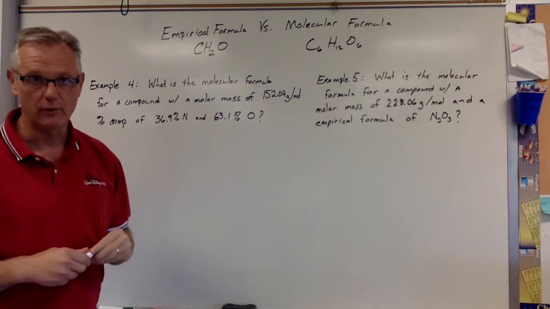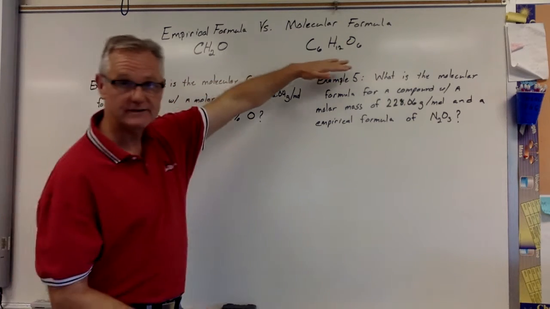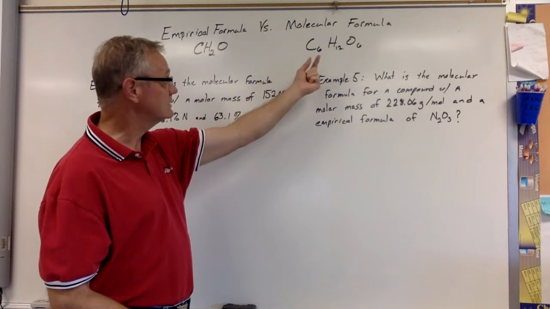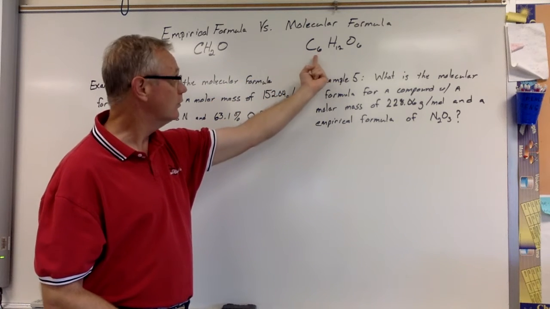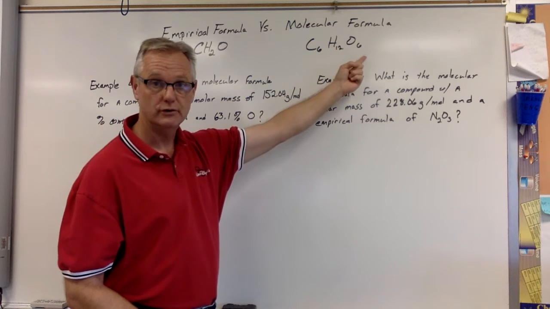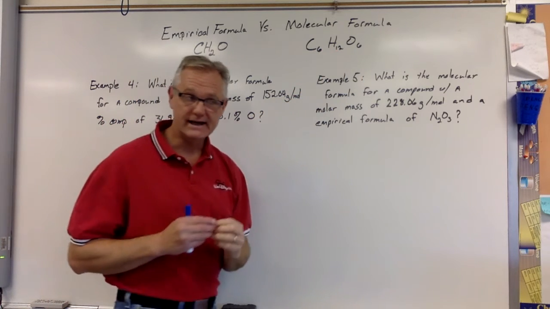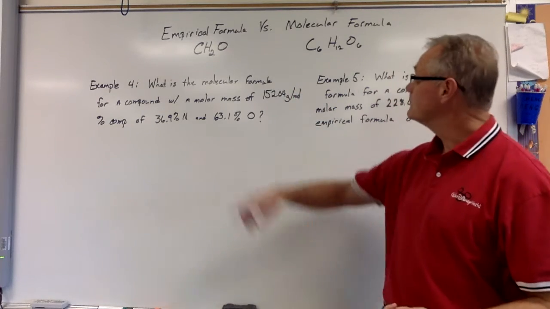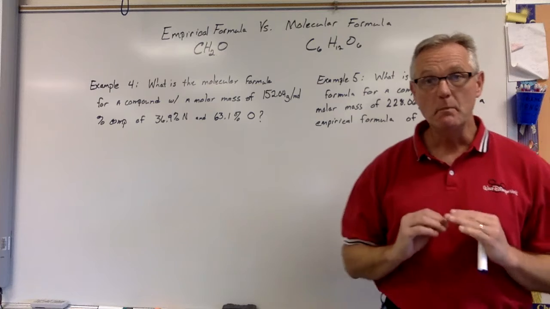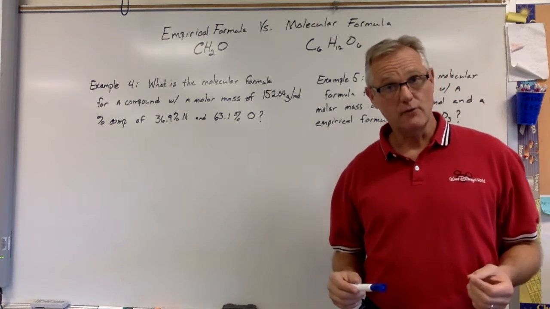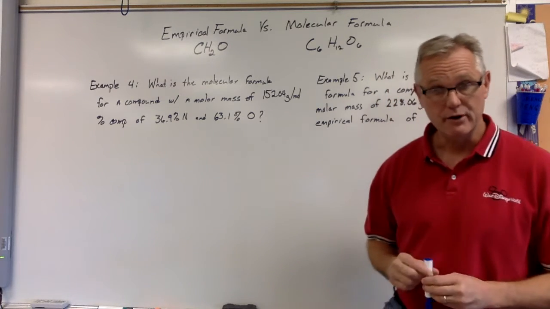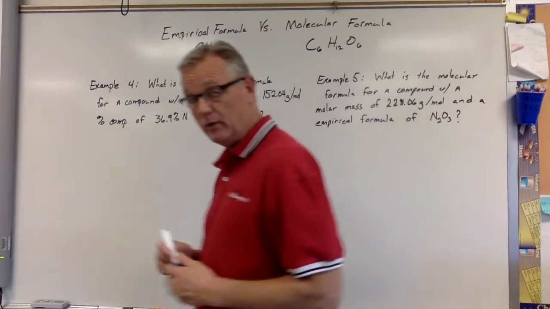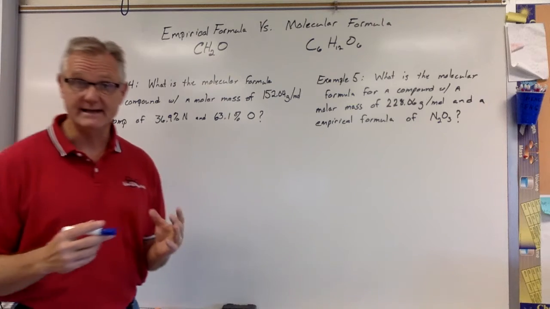That's an empirical formula. Whereas if I look at this one, you see how I have a 6 to 12 to 6 ratio. Well, that's going to reduce down to that 1 to 2 to 1 ratio. Since it can be reduced down and it's not in its most reduced form, we're going to call this the molecular formula. So molecular formulas can be reduced down. Empirical formulas cannot.